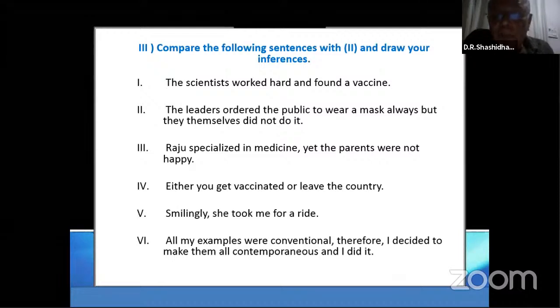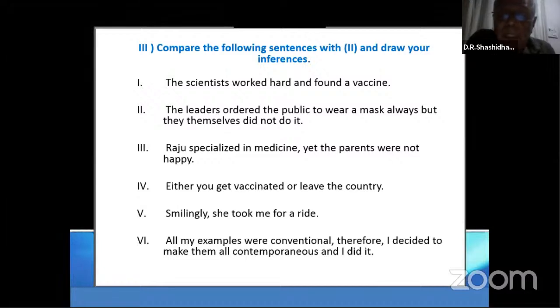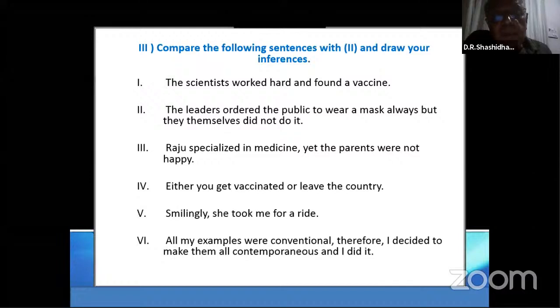You know, this reminds me of a very famous line from Macbeth: look like an innocent flower and be a serpent beneath it. She was smiling and she took me for a ride. Sixth one, do you see any difference in this particular sentence? All my examples were conventional. Therefore, I decided to make them all contemporaneous and I did it. Comment on this?